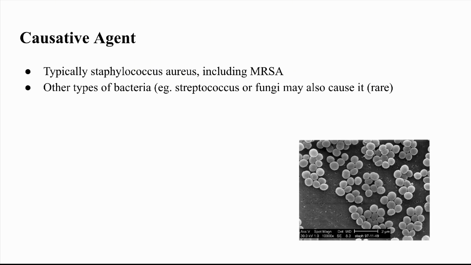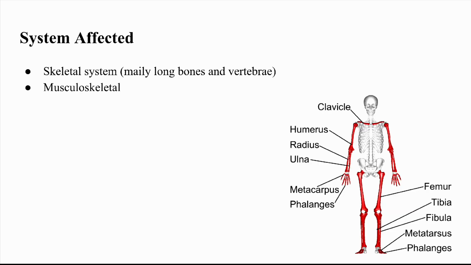Osteomyelitis is typically caused by Staphylococcus aureus, including MRSA. Other types of bacteria include Streptococcus or fungi, but this is quite rare. The disease mainly affects the musculoskeletal system, often affecting long bones and vertebrae.